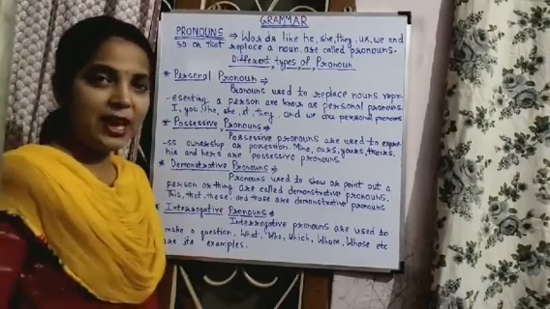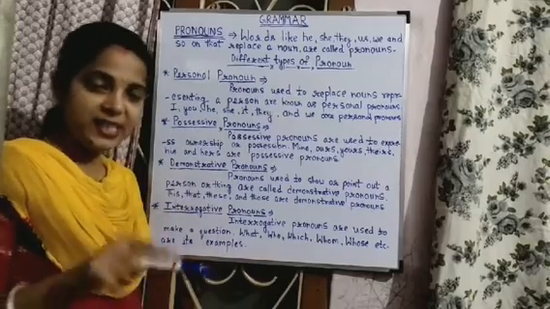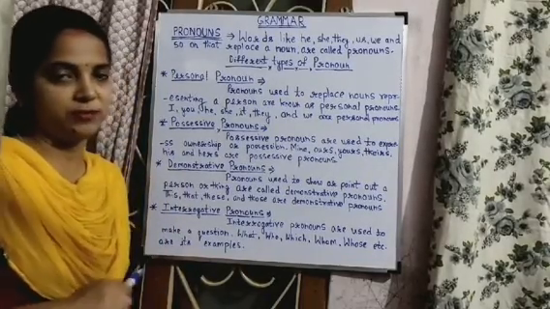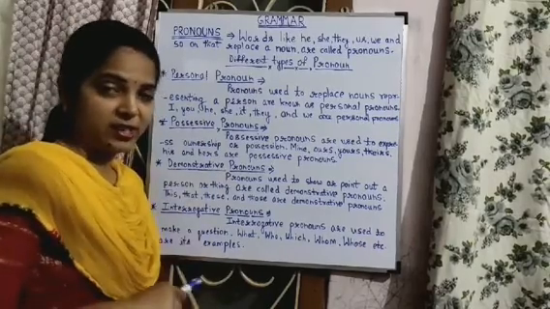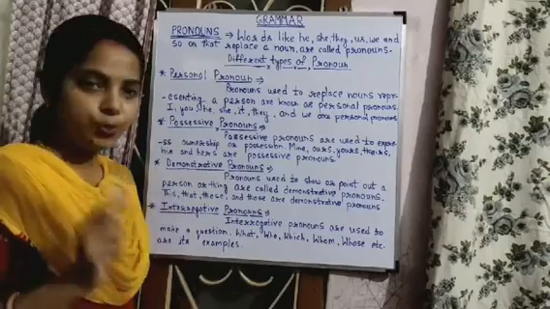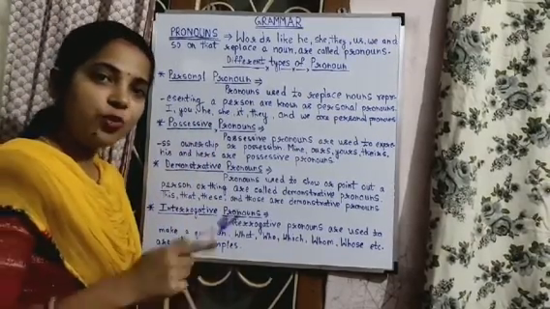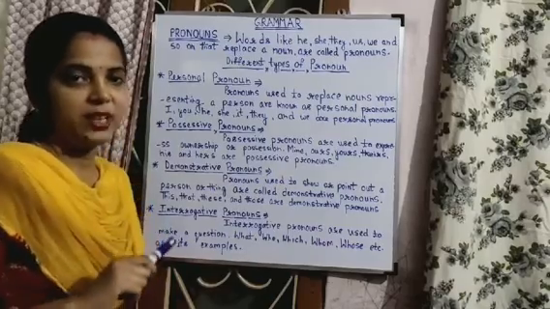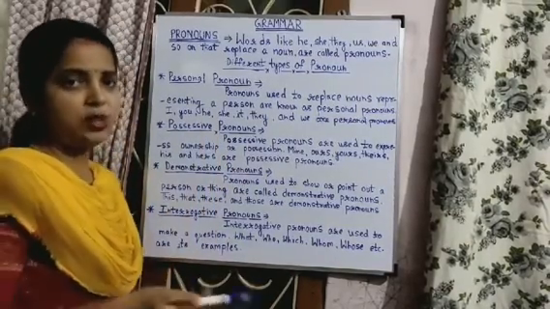For example, I am a girl. In this sentence, I is a personal pronoun. He is a boy. In this sentence, he is a personal pronoun. They are going to market. In this sentence, they is a personal pronoun.